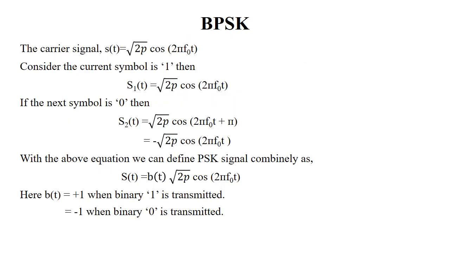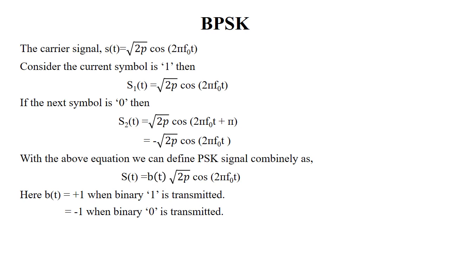In BPSK, the carrier signal S of t is equal to root 2P cos 2 pi f naught t. Consider the current symbol is a 1, then S1 of t is equal to root 2P cos 2 pi f naught t. Then if the next symbol is 0, S2 of t is equal to root 2P cos (2 pi f naught t plus pi), that is minus root 2P cos 2 pi f naught t.